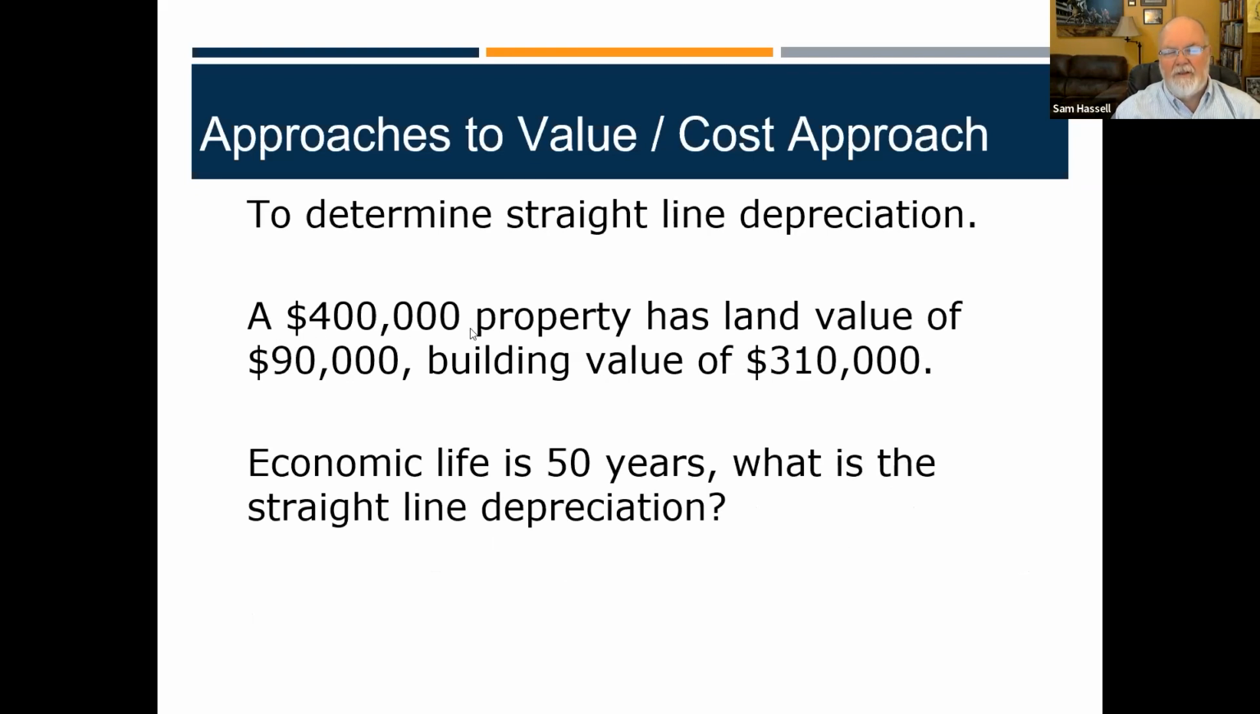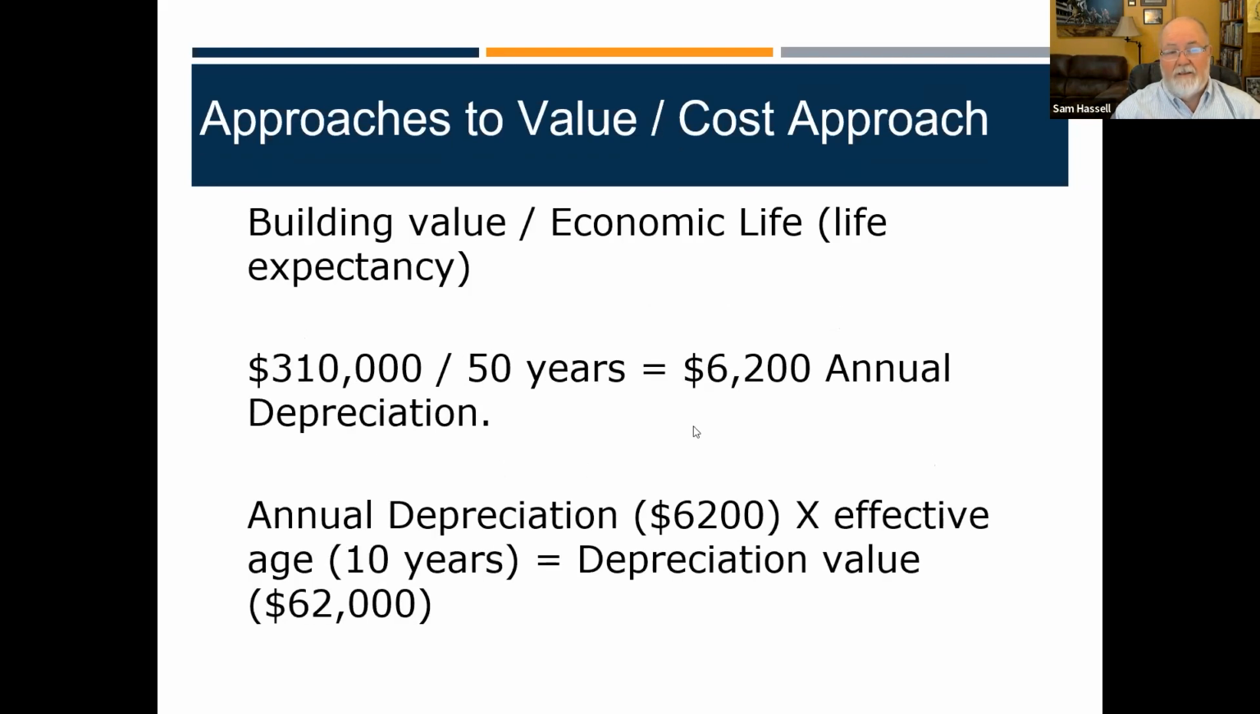So just another example, a $400,000 property has a land value of $90,000. So the building value is $310,000, right? 400 minus 90. Economic life is 50 years. What's the straight line depreciation? Well, if we know it's going to last 50 years, we need a straight line. We're just going to divide this 310 by 50 years, right? Let's make life easy for ourselves here. 6,200 is going to be our annual depreciation, right? And then we're going to figure out how long it is. What's our effective age? So 6,200, it's been around for 10 years, effectively. So we're going to multiply that 6,200 by 10 years, and our total depreciation is going to be 62,000.